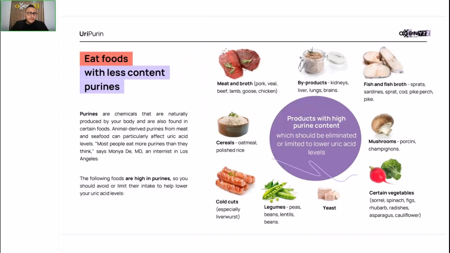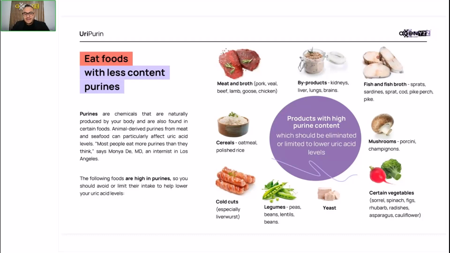So, what do we have to do if we're suffering from these conditions, or if we don't want to suffer from them? Basically, we have to eat foods with less purine content. As I mentioned, purines are chemicals that are naturally produced by our body and are also found in certain foods. Animal-derived purines from meat and seafood can particularly affect uric acid levels. And most people generally eat more purines than they think.